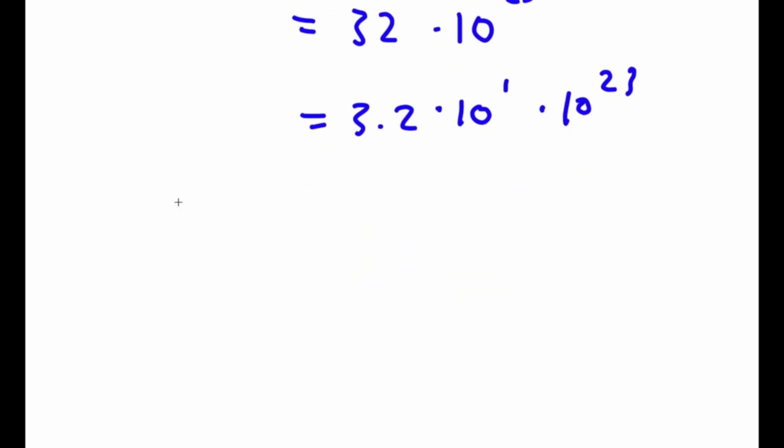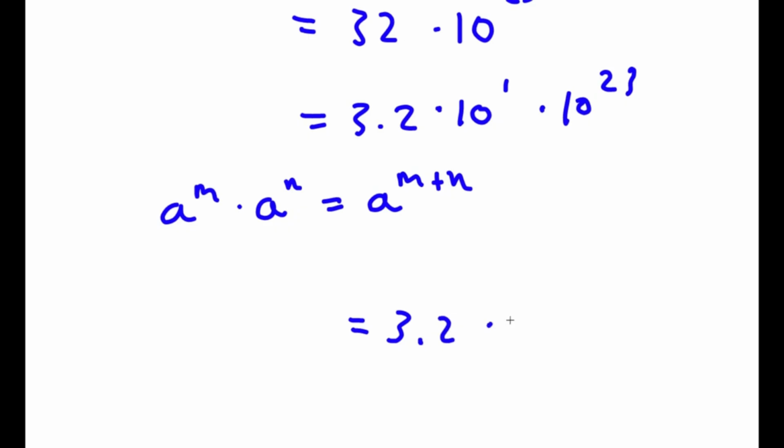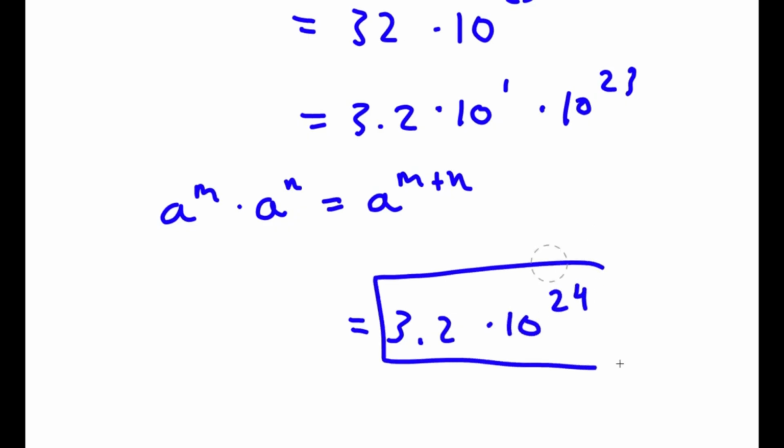So now if I have something in the form a to the power of m times a to the power of n, this is equal to a to the power of m plus n. So 10 to the power of 1 times 10 to the power of 23, that's going to equal 10 to the power of 1 plus 23, which is 10 to the power of 24. So 3.2 times 10 to the power of 24 is our answer.